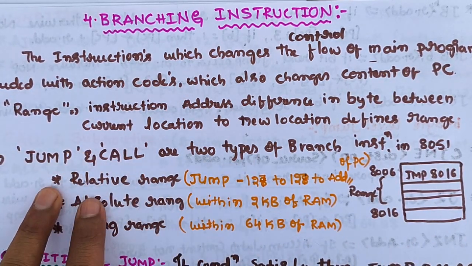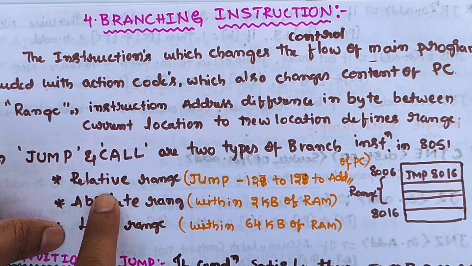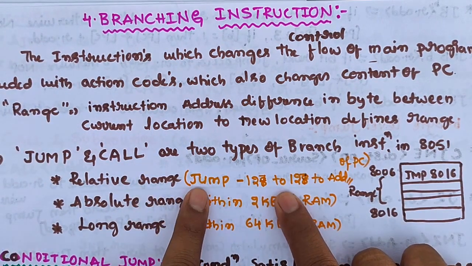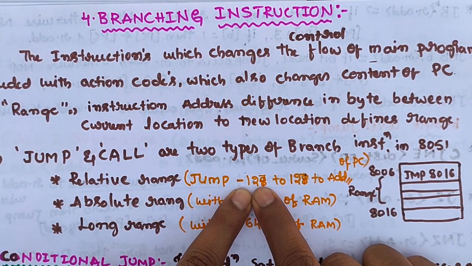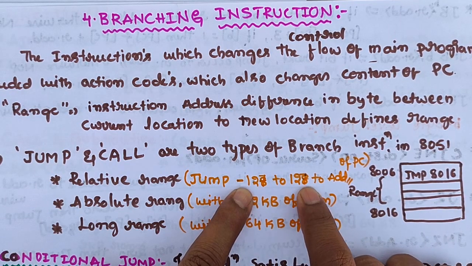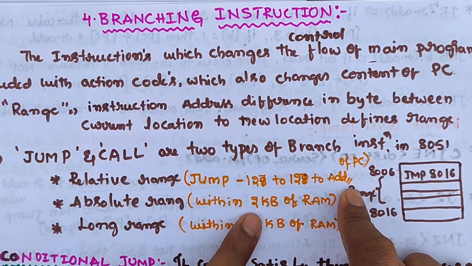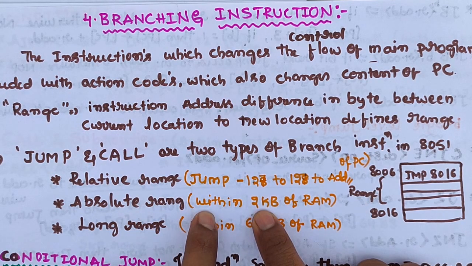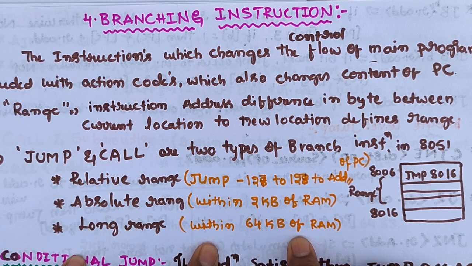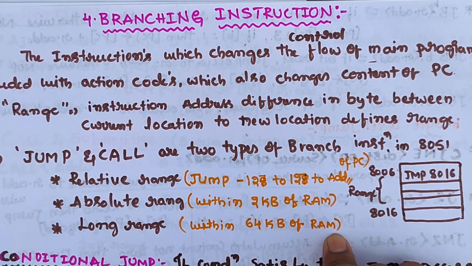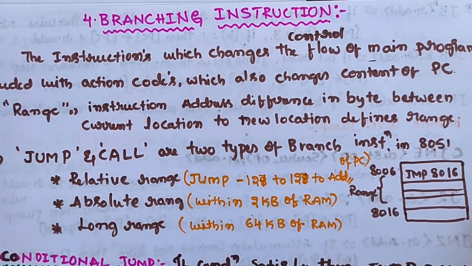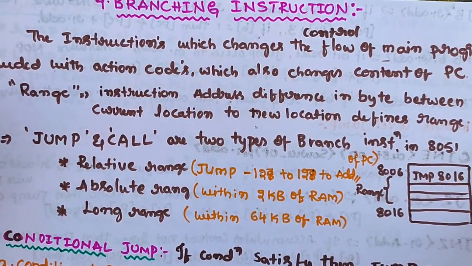Based on that range, we classify it into relative range, absolute range, and long range. Relative range is where the jump happens between minus 127 to plus 127 address locations of the program counter. In absolute range, jumps take place within 2 KB of memory. Long range is where jumps take place within 64 KB. That is called the ranges of branching instructions.